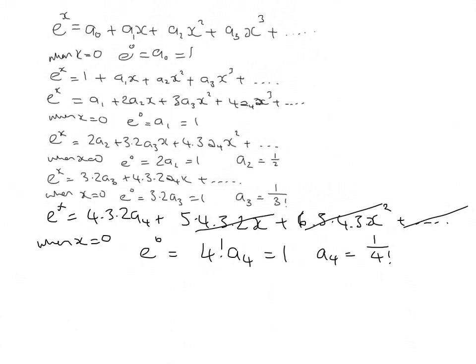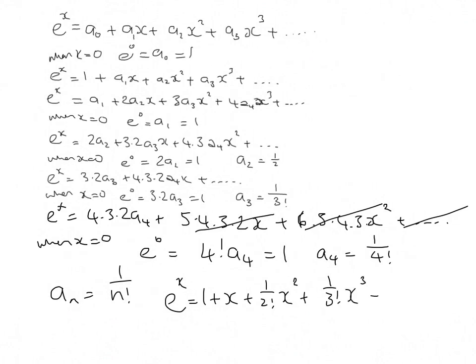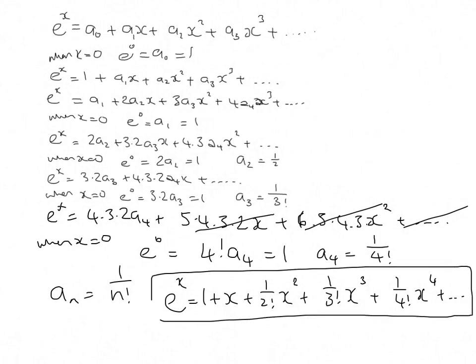And this, you can see, is not a proper proof, but hopefully you can see the justification for saying that an will always be 1 over n factorial, and then that gives us the series e to the x is 1 plus x plus 1 over 2 factorial x squared plus 1 over 3 factorial x cubed plus 1 over 4 factorial x to the 4 plus and so on. A very important and very beautiful infinite series.